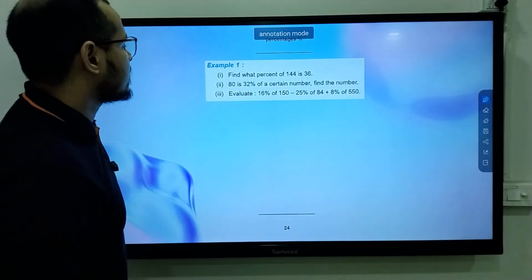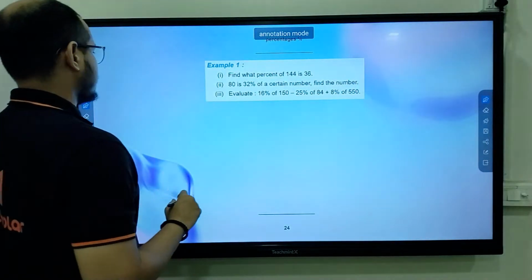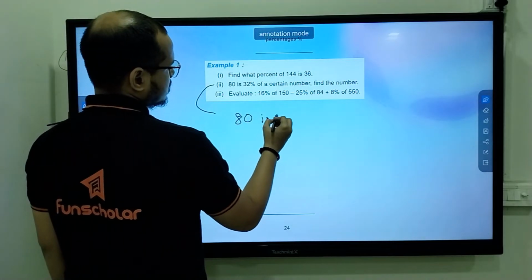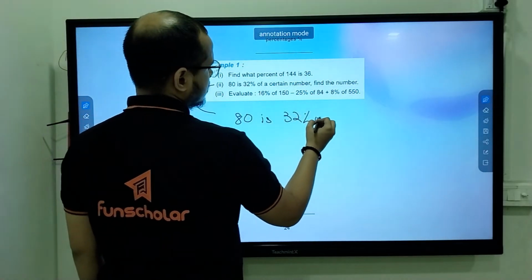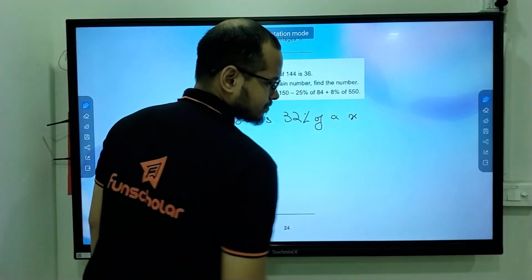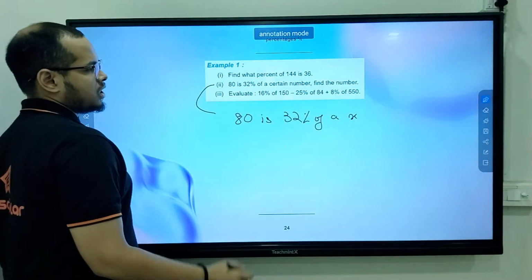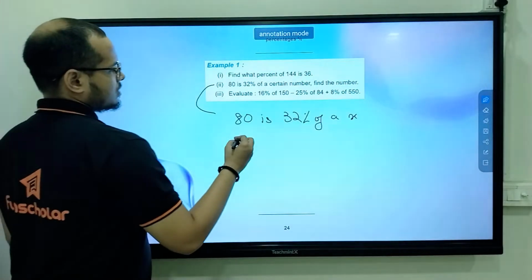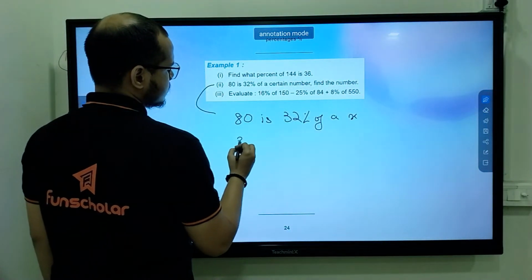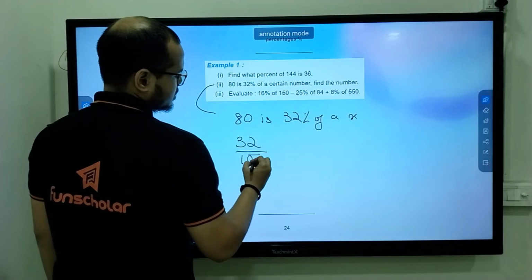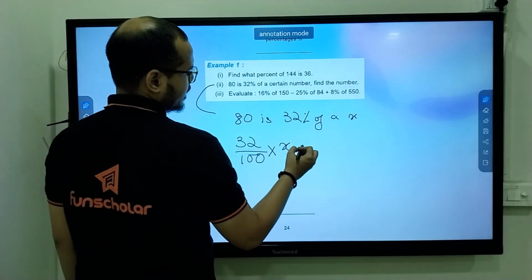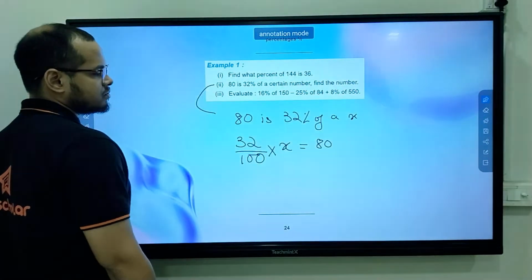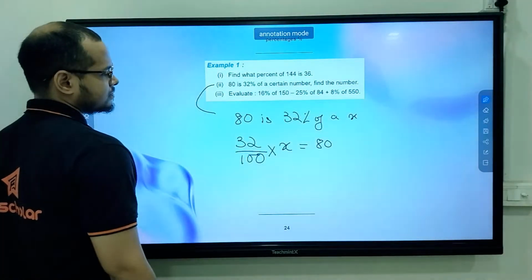Next. 80 is 32% of a certain number. Find the number. So 80 is 32% of a number, that is x. Now, x percent of y is equal to y percent of x. So 32% of a number x is equal to 80. Did I do something out of the box? No. Let us find what the number is.